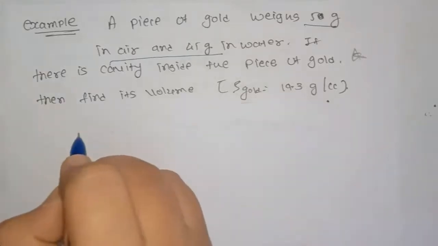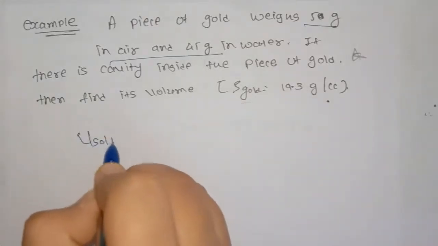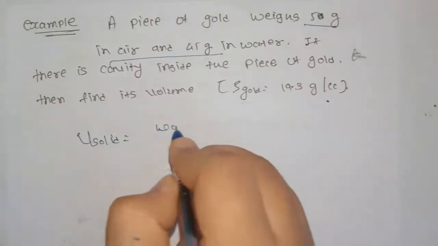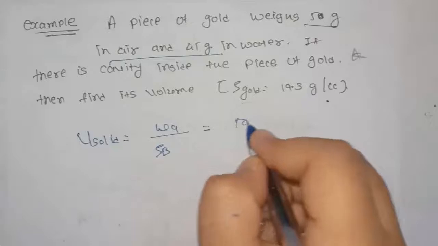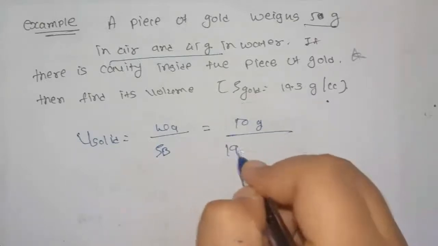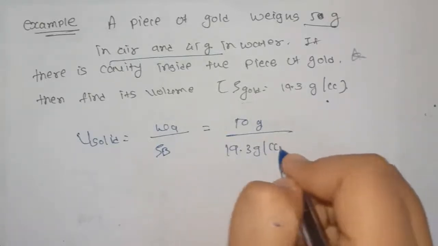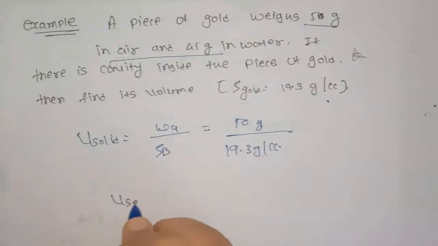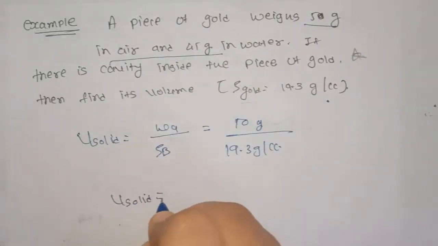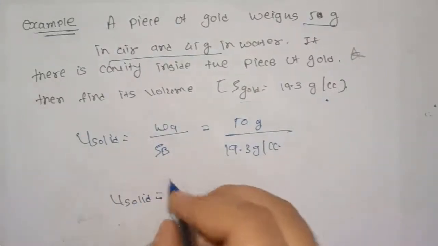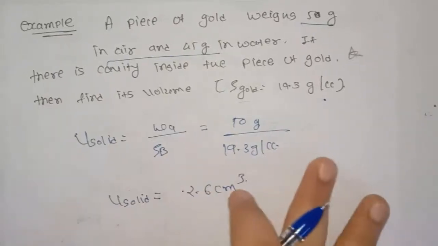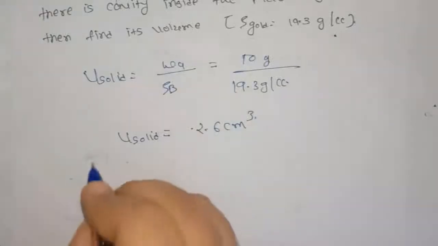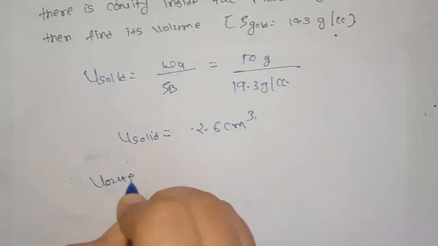First, we will find the solid volume. V solid will be equal to weight in air upon density of body. Weight in air is given, 50 gram, divided by 19.3 gram per cc. So, solid volume will be equal to 2.6 centimeter cube.